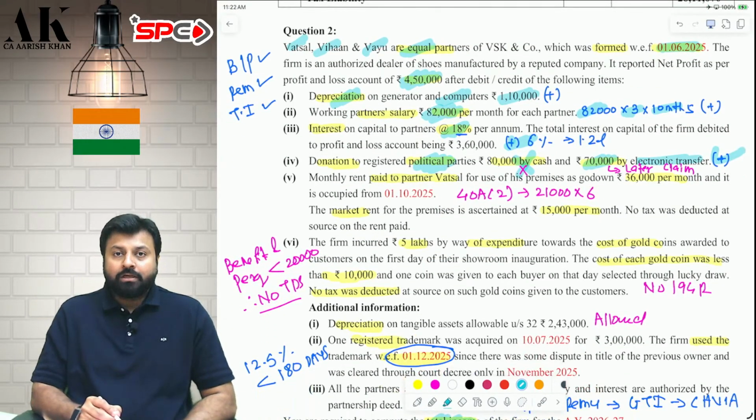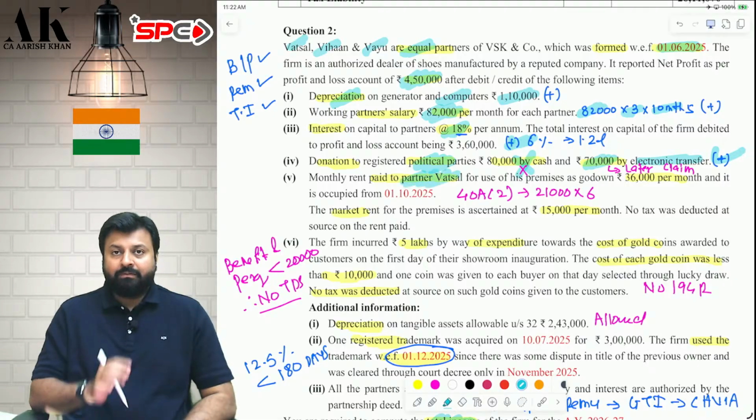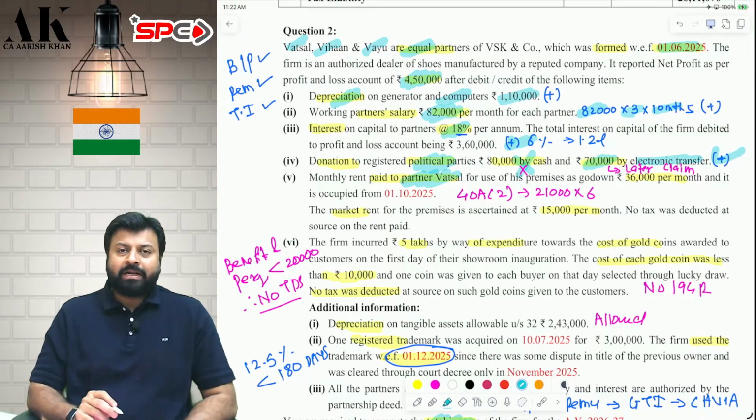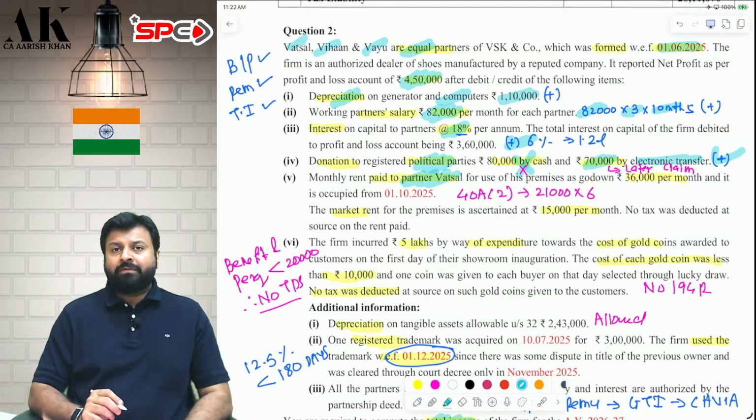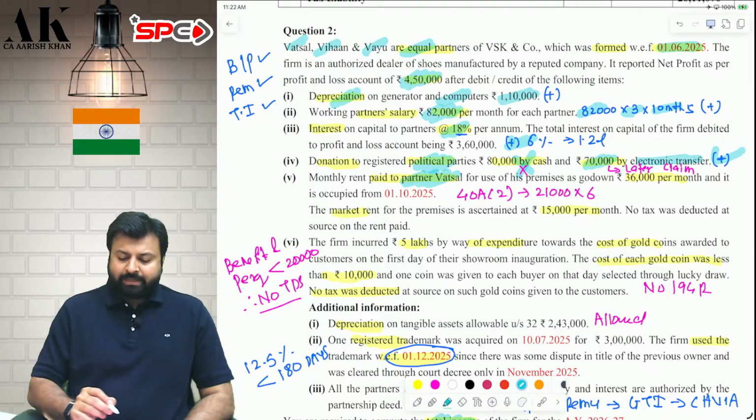Next, you are paying some rent to partner Vatsal. Now, firm and partner are always related party as per 40A(2) to remember. You cannot make payment in excess of fair market value to your partners. What is the market value of the rent? The market value of the rent is 15,000. How much are you paying?